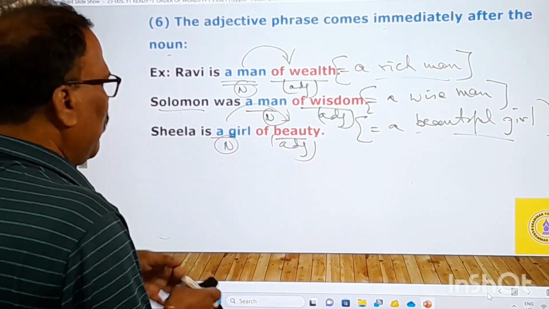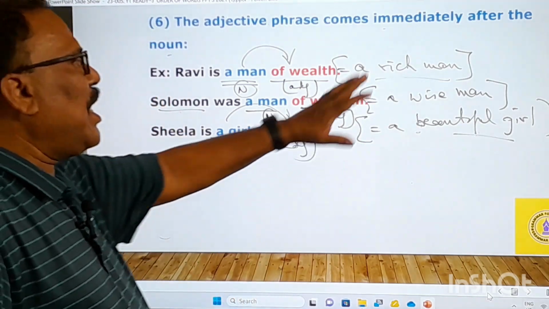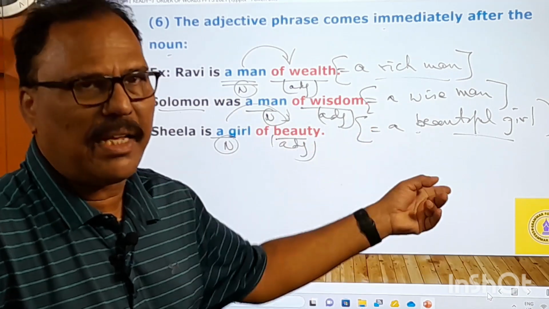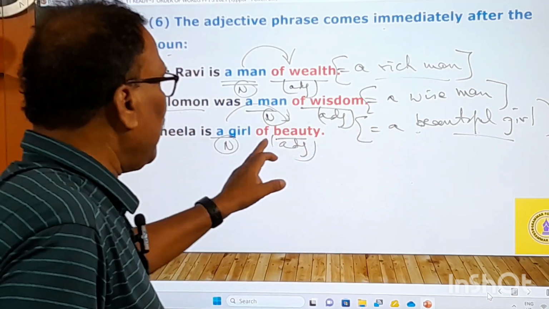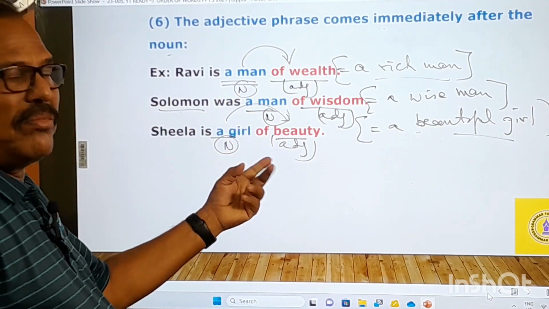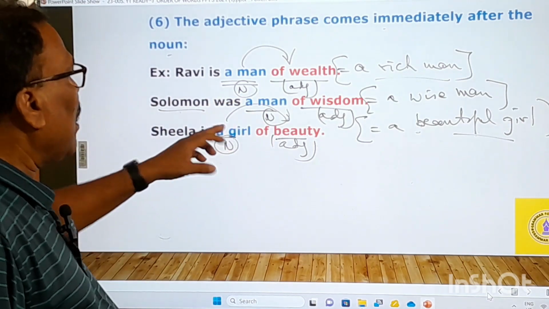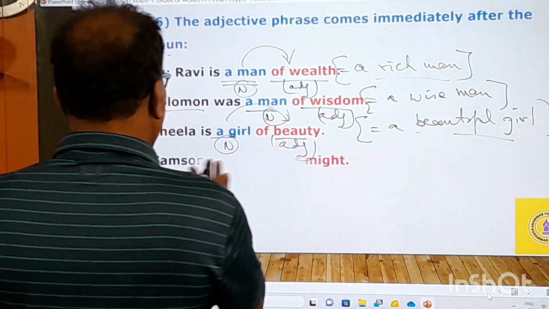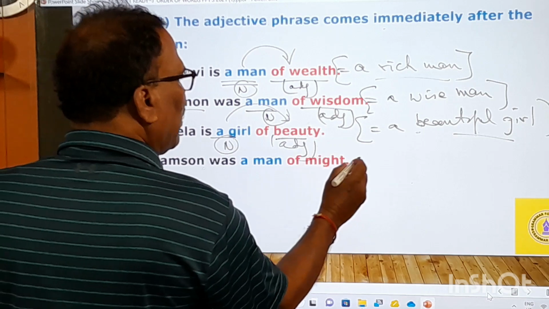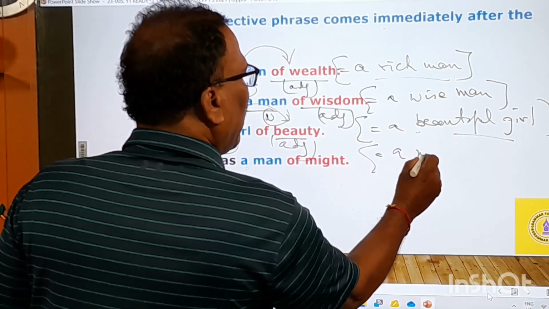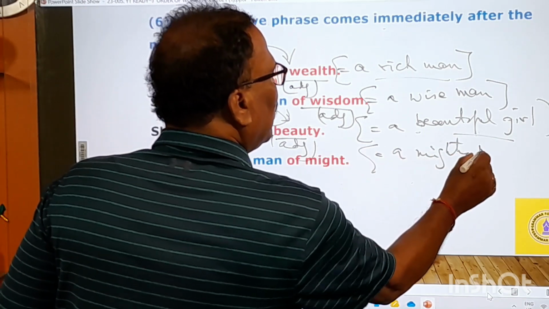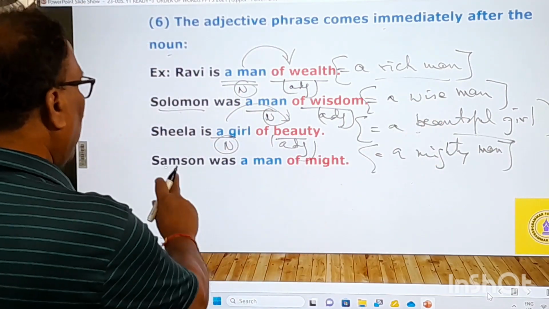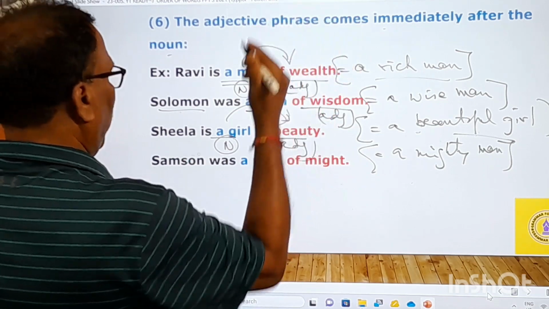See, look at this sentence. Sheila is a girl of beauty. Sheila is a beautiful girl. Any Tom, Dick, and Harry can say that. Very simple statement. But here it is somewhat beautiful. See this style. Sheila is a girl of beauty. It's a grand style. And here, Samson was a man of might. That means what is that? A mighty man. That is, Samson was a mighty man. Very simple. But if I say Samson was a man of might, oh, very grand.